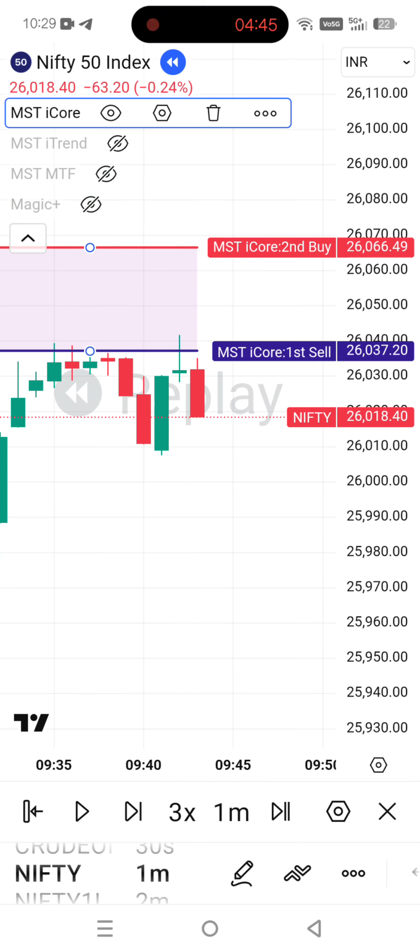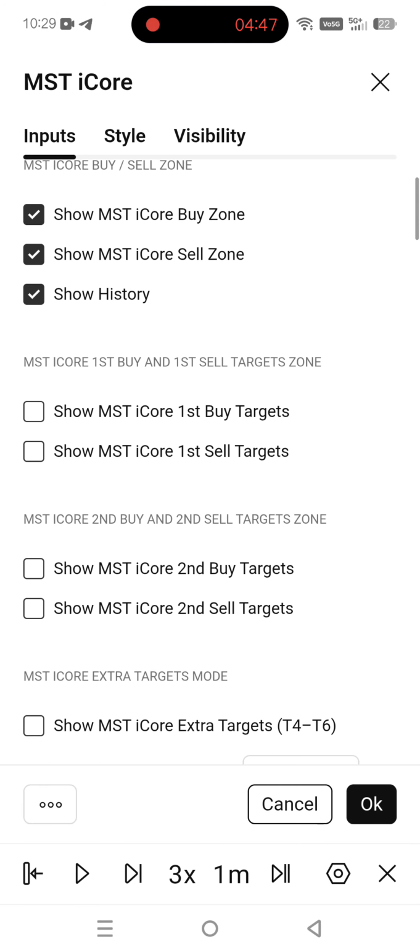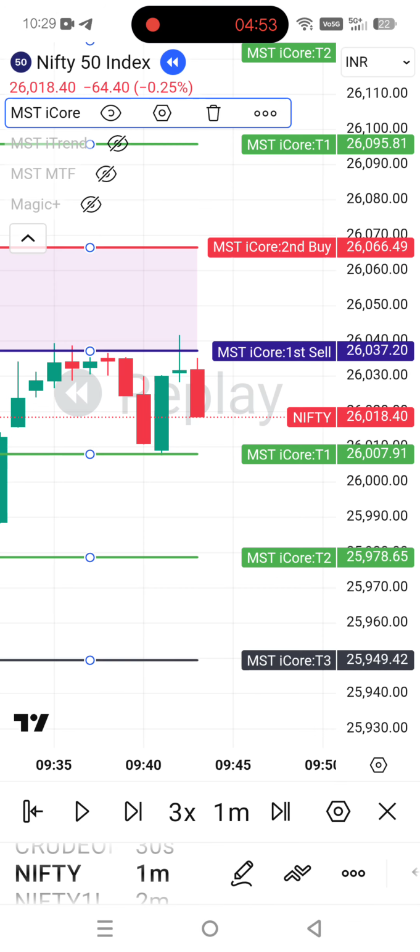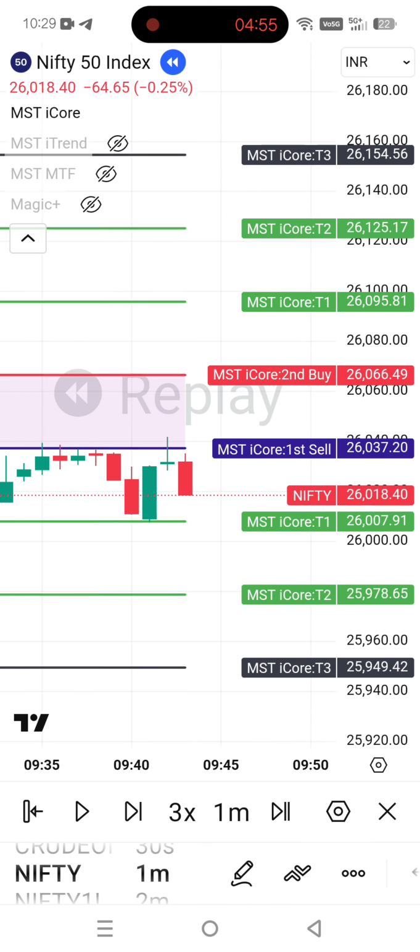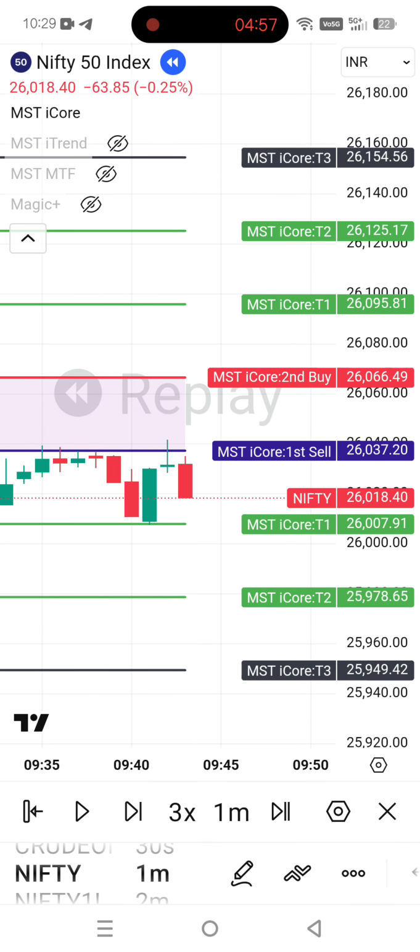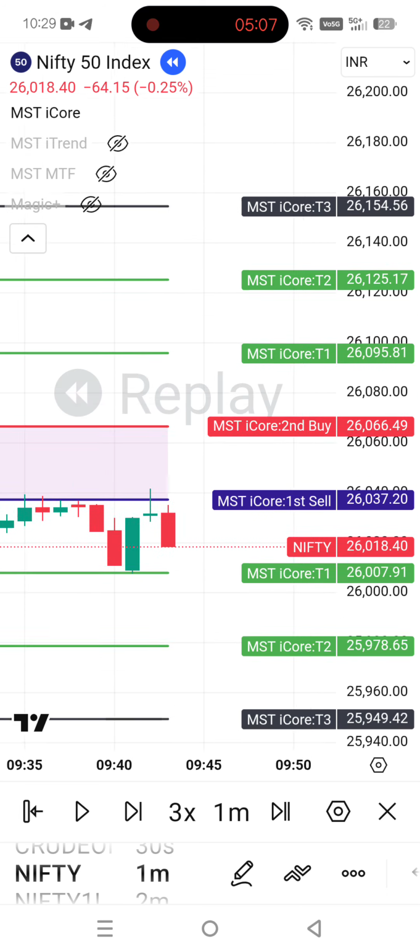Go to the settings again, enable the sell targets, and also enable second buy targets. Why enable second buy targets? If SL is hit, we have to go for the reversal entry. How can we go for the reversal entry? A candle should close above the red line, the second buy entry, and the high of that candle should be broken. Then only you can go for the second buy.